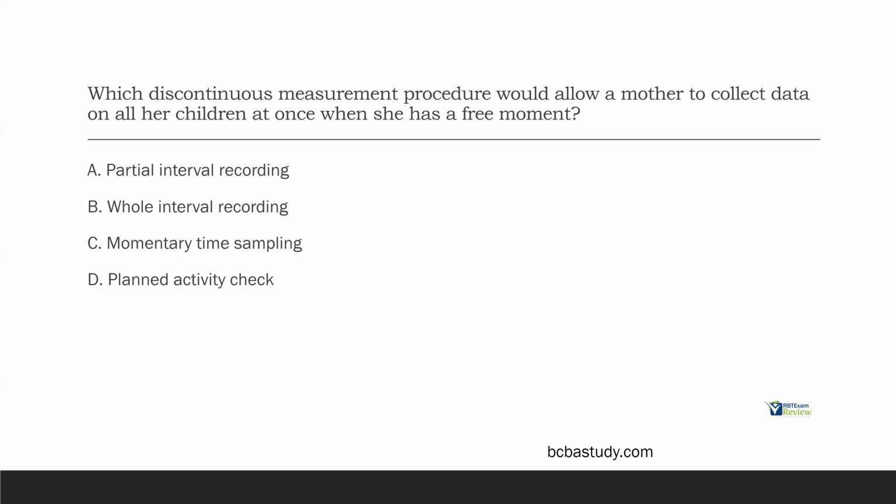The mother, to take data on all her children when she had a free moment, would walk in and observe all the children, whatever she's trying to observe, and mark a response if it's occurring, a non-response if it's not. That's the best way to discontinuously measure for a group when she has a free moment. She doesn't have to continuously watch an interval. She has a bunch of children at once. At the end of whatever time she has, or whatever free moment, she goes in, does a planned activity check, takes her data. The answer here is D.